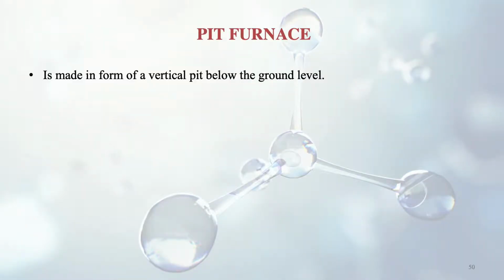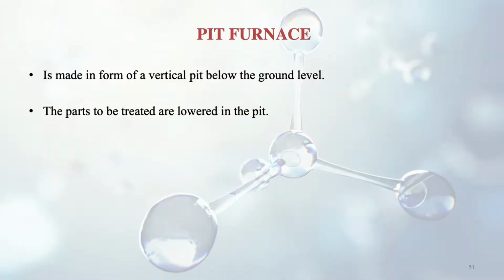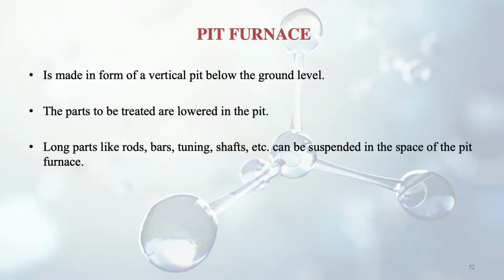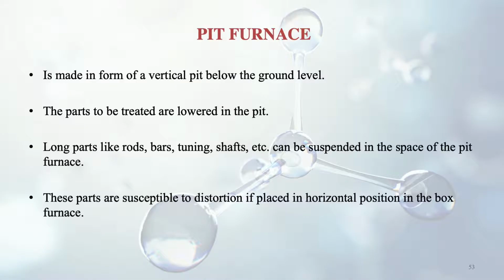Then the second one in case of the batch furnace is the pit furnace, and it is made in the form of a vertical pit below the ground level. So you may have seen the different boring machines and all, those also form pits. So this pit is formed in the earth's surface below the ground level, and the parts to be treated are then lowered in this pit. So long parts like rods, bars, turning shafts, etc., can be suspended in the space of the pit furnace. They can be suspended vertically, but if they are suspended horizontally, they are susceptible to distortion. So this should not be done actually.